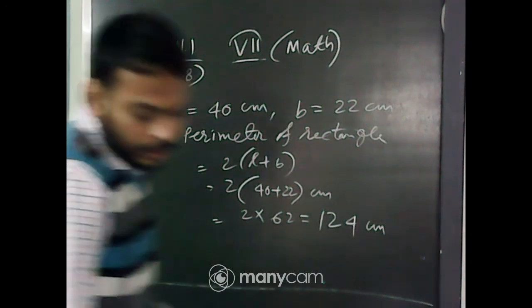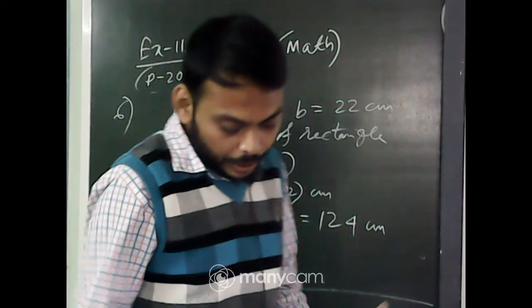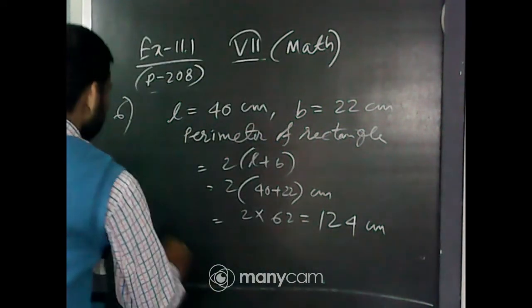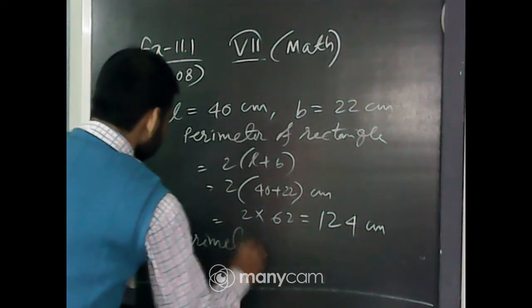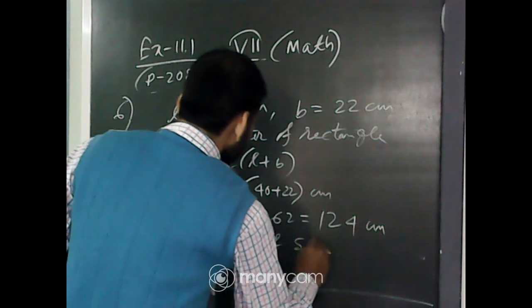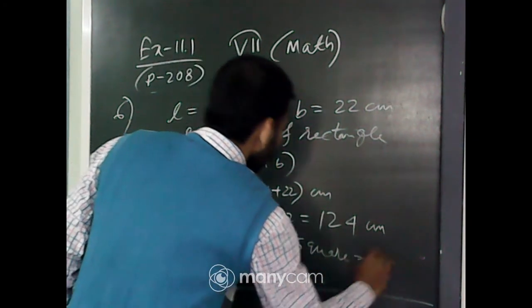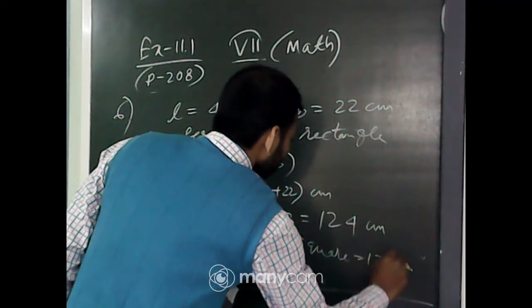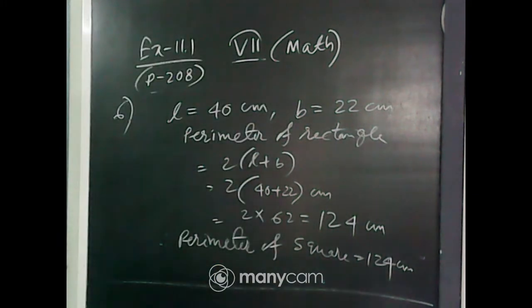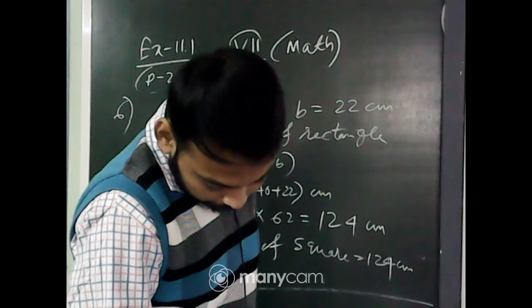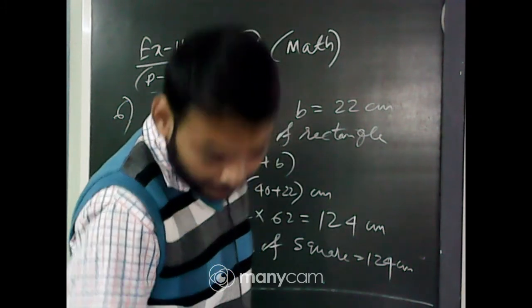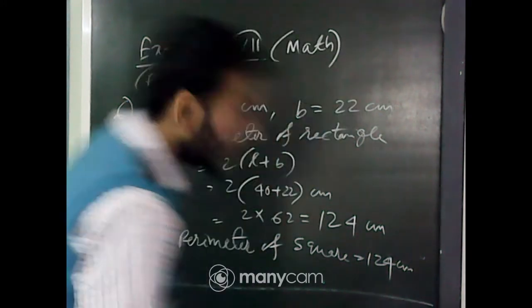Yes. So now the perimeter of the square will be again 124 centimeter. Both are the same. Now find each side. Let each side be A.